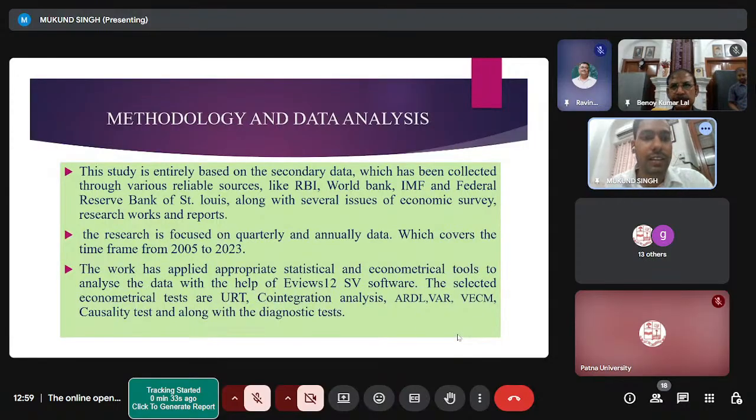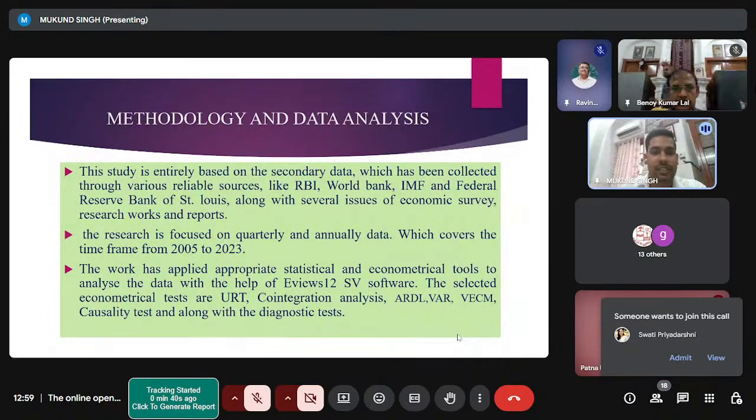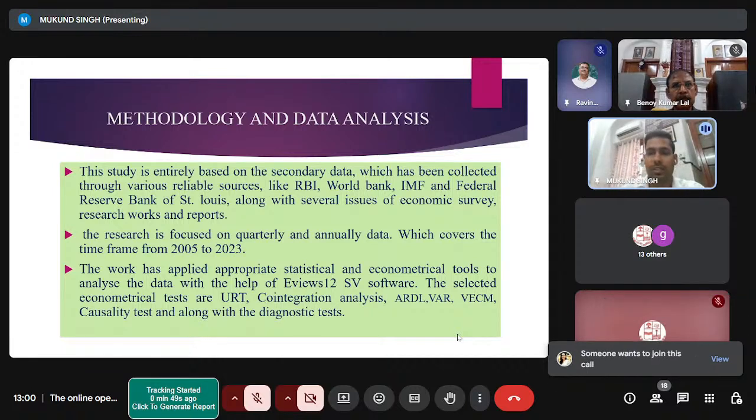Now, methodology. This study is entirely based on secondary data, which has been collected from various sources like RBI, World Bank, IMF, Federal Reserve Bank, Federal Reserve St. Louis, along with several issues of economic survey, research work, and reports. This research is focused on quarterly and annual data, which covers the time framework from 2005 to 2023.